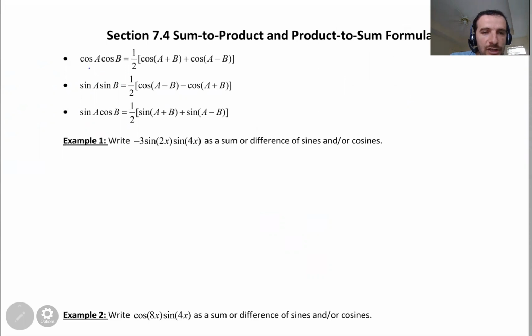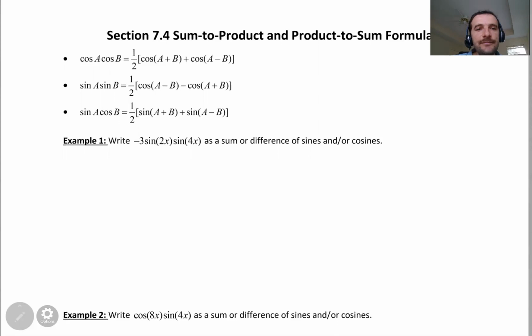Cosine A times cosine B is equal to 1/2 cosine of A plus B plus cosine of A minus B. For example, how can we come up with this formula? We can just find cosine of A plus B and cosine of A minus B using the sum and difference formulas. And if you sum them up and divide by 2, you will see that you get only cosine A times cosine B.